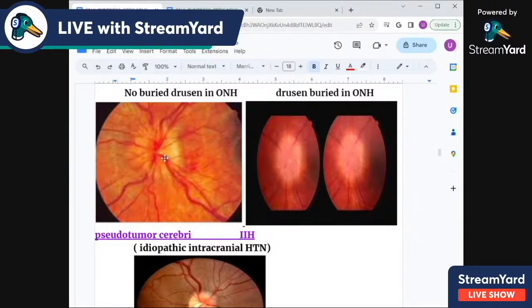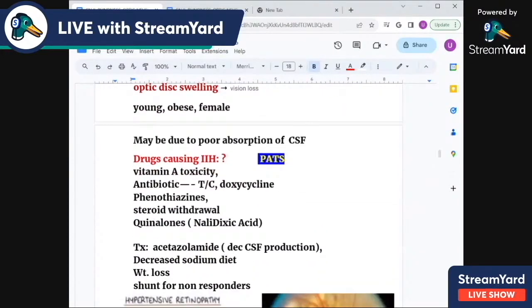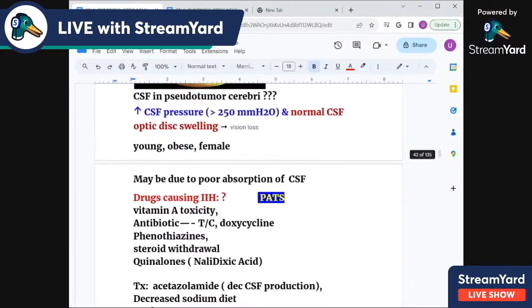Then we come to pseudotumor cerebri. So what happens in pseudotumor cerebri? There is bilateral optic swelling also, and increased intracranial pressure also. Both conditions meet with papilledema. So bilateral optic swelling with increased intracranial pressure. Its other name is idiopathic intracranial hypertension. But the CSF is normal. Pressure is higher, but there is no other abnormality in CSF except that CSF pressure is increased. This occurs in young, obese females, and it may occur due to poor absorption of CSF.